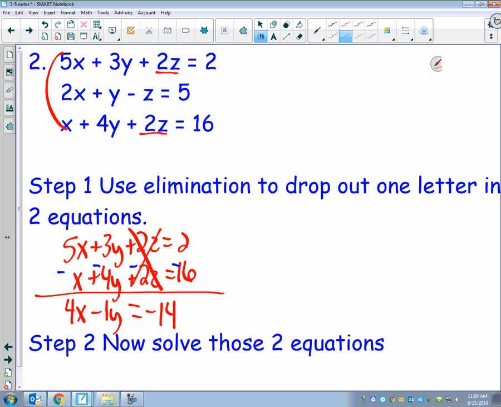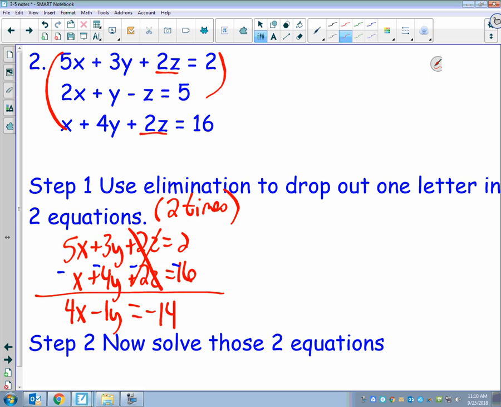Notice I still have an x and a y, but I've at least got it down to what we're used to doing. I have to do this twice. So we have to use elimination to drop out 1 letter in 2 equations. So you have to do this 2 times because we need 2 equations. So here's the big thing. You must go back and use the equation that you haven't used yet. So we have to use this equation again, but then it's up to you whether you want to use the top one or the bottom one. And on this one, since they're both 2z, it doesn't matter.